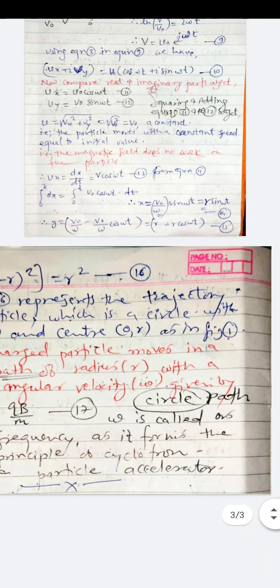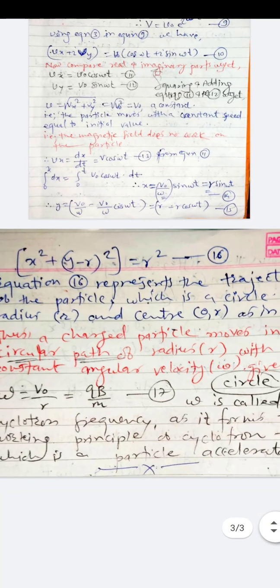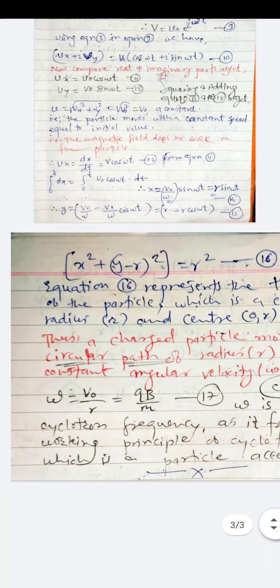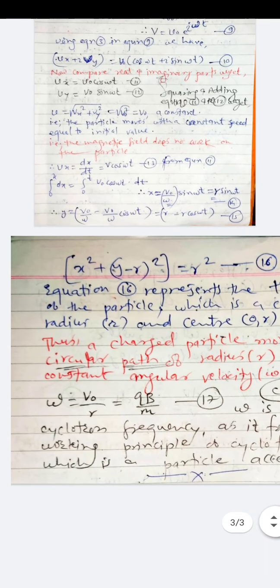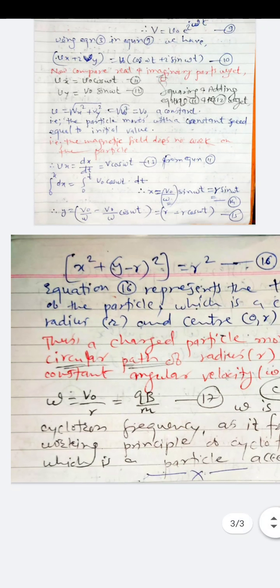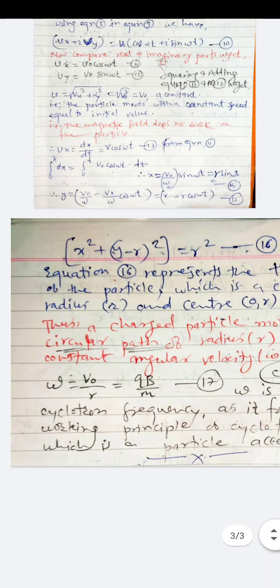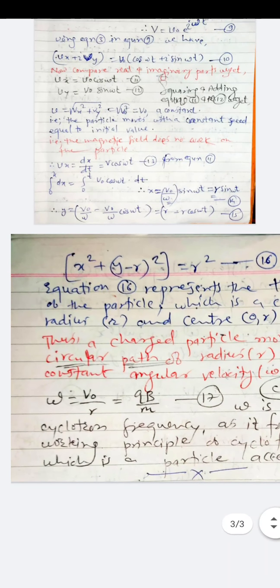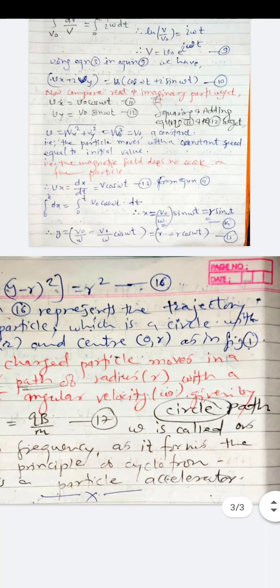Thus, the final conclusion is that a charged particle moves in a circular path of radius r with a constant angular velocity omega, given by omega equal to v0 upon r equal to qB by m, equation 17. Omega is called the cyclotron frequency as it forms the working principle of the cyclotron, which is a particle accelerator.